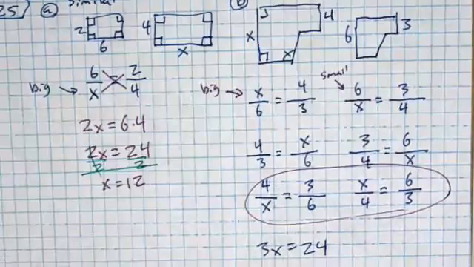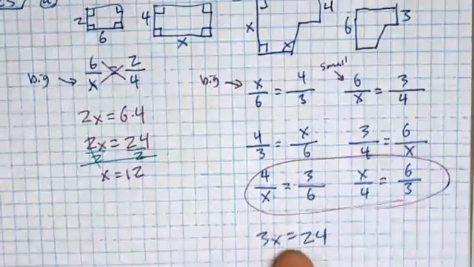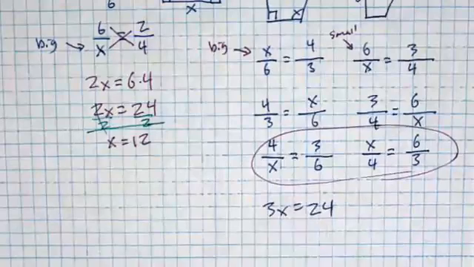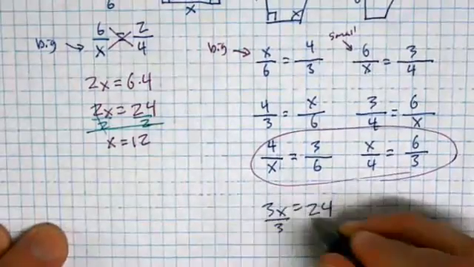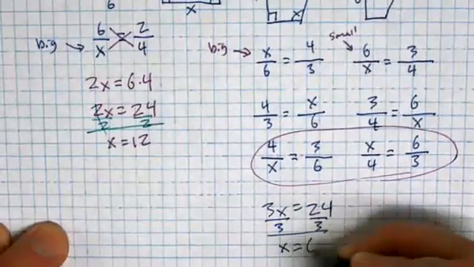So no matter which of these we choose, we're still going to end up with the same next step, 3x equals 24. And then we just have one more step to divide. Let's divide it on both sides by 3 and get our final answer, x equals 6.